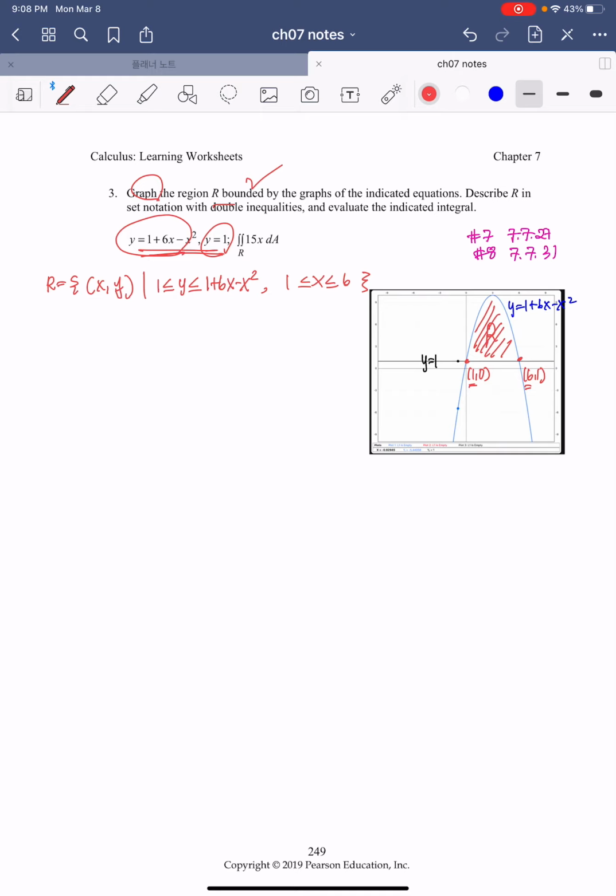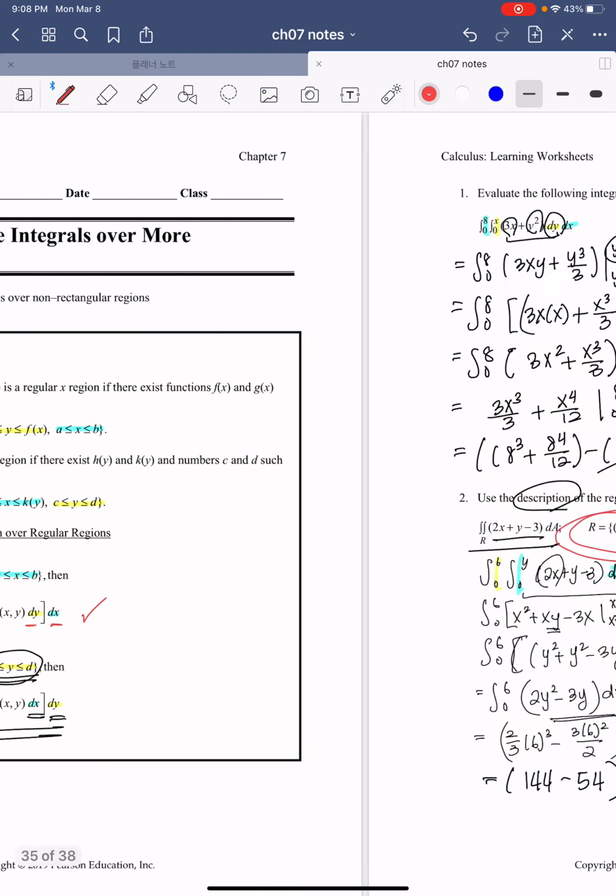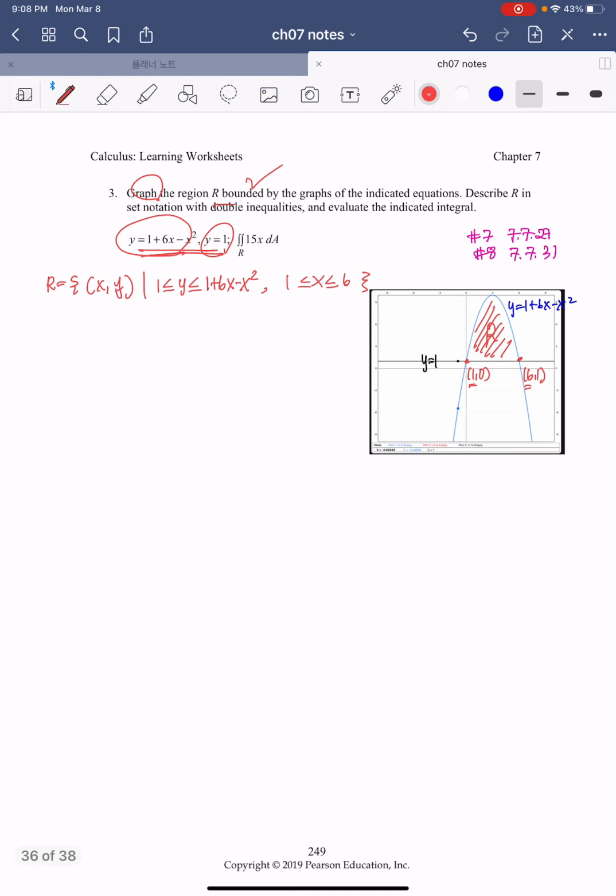Now take a look. The y value is a function. So I'm having a regular x region. Notice y is a function, x is my number. So I'm going to use my first definition right over here. So we integrate y first and then x. That's how you know which one to integrate. So we will integrate dy dx. So my integral will look like this: dy dx, so the x term goes outside.